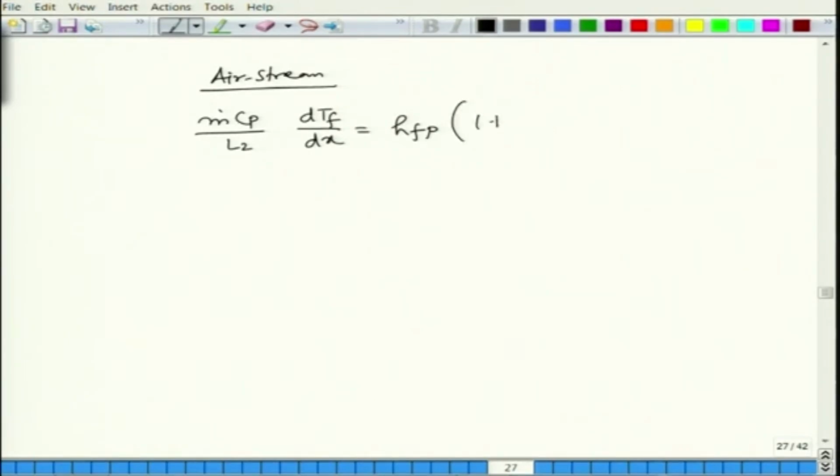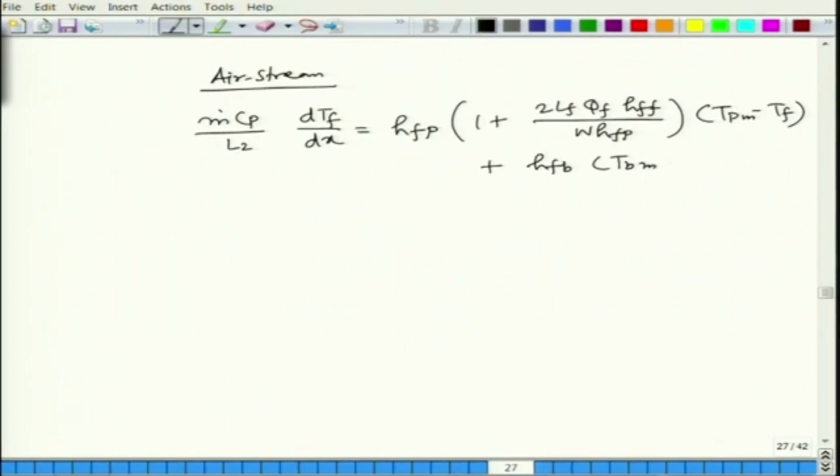Now, if you do the air stream part, you can write m Cp divided by L2 dTf/dx equal to HFP [1 plus 2 Lf phi f HFF divided by (W HFP)] multiplied by (Tpm minus Tf) plus HFB (Tbm minus Tf). Okay.